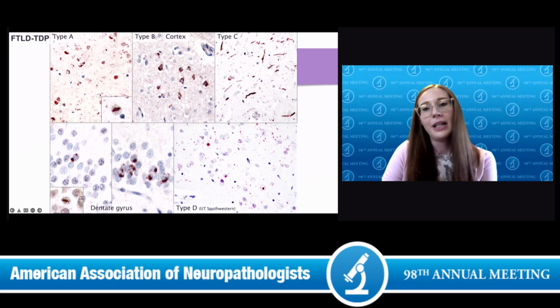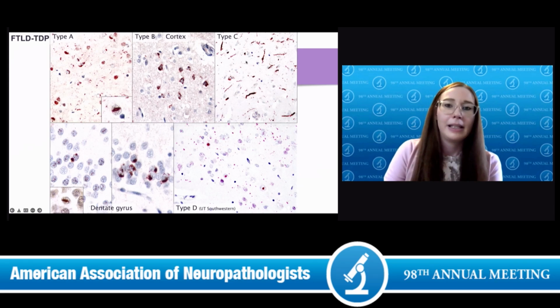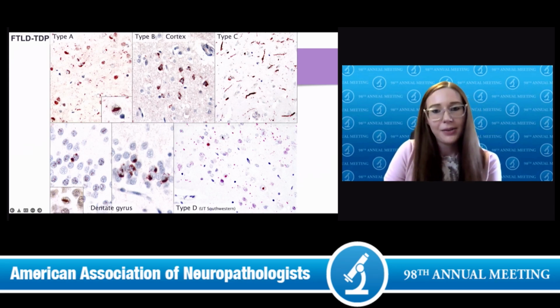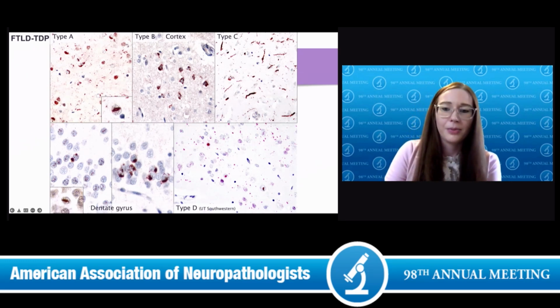Here showing the very characteristic long, ropey appearing TDP-43 immunoreactive dystrophic neurites seen in TDP type C. And then type D is rare, but there tend to be fewer neuronal cytoplasmic inclusions, more intranuclear.